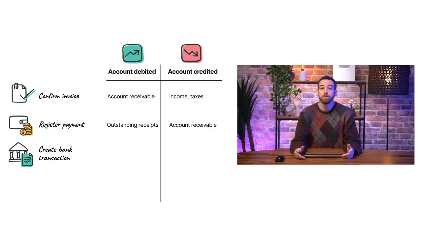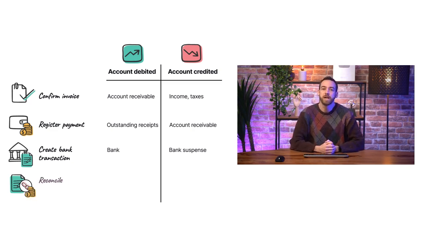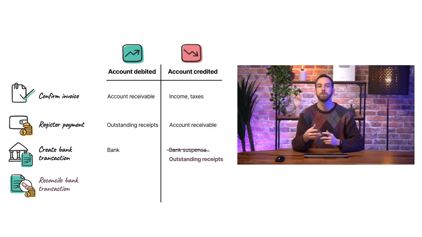The bank transaction itself, for this incoming customer payment, creates a journal entry that debits the bank account because we have more money in the bank and credits the bank suspense account. This suspense account is a temporary placeholder until the transaction is reconciled. Finally, when the bank transaction is reconciled with the payment, rather than creating a new journal entry, Odoo modifies the bank transaction journal entry by substituting the bank suspense account that has been credited with the outstanding receipts account instead. This balances the outstanding receipts account and the entire payment workflow is complete.